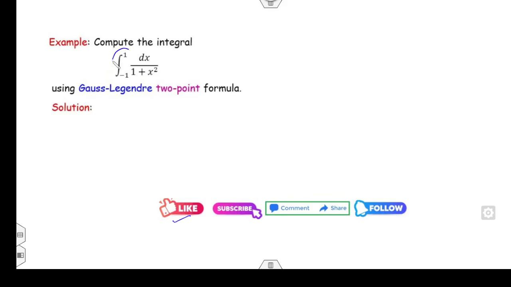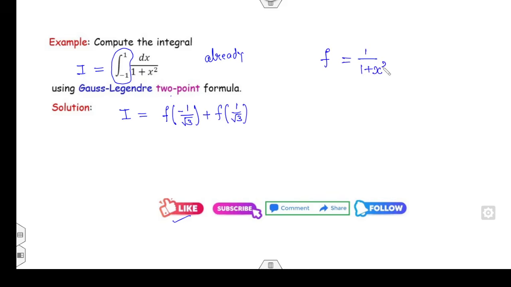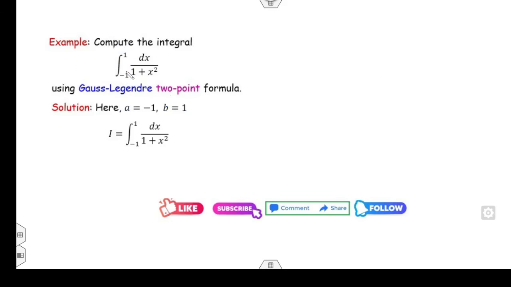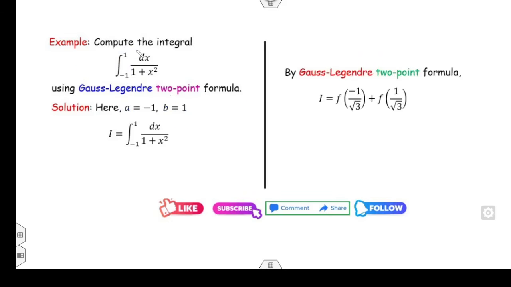Now in this case, you can see the domain is already -1 to +1, so you can apply directly. If I take this number as my I, because there is no coefficient, you can apply the 2-point formula directly. Fine. So can you find the value of f? f will be 1 over 1 plus x, because the domain is already -1 to +1. There is no need to convert into -1 to +1.